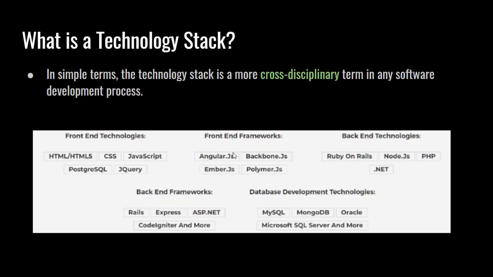So what a technology stack is, in simple terms, is more of a cross-disciplinary term in any software development process. It's kind of what the team might have, the different disciplines they may use to build software. So you may have some front-end technologies. You may have some front-end developers that are specific to that. They may use their own set of technologies. You may have frameworks on the front end. You might also have backend technologies and backend frameworks. And when you get into the database layer, all the development may be different types of technology, right?